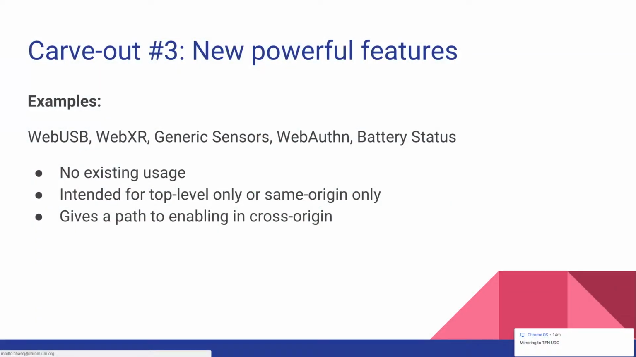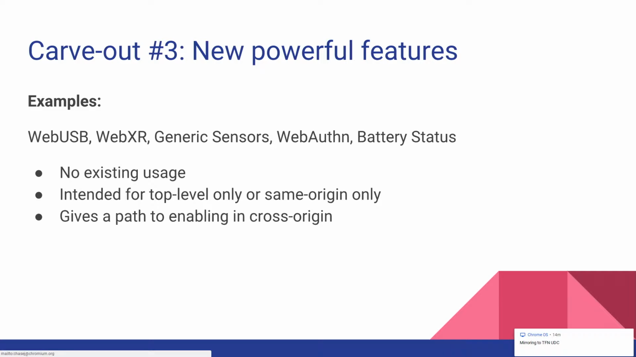The third example is for new features. These are features like WebUSB and generic sensors. They're new to the web, so there's no existing usage that we have to worry about. If we contrast this to the previous examples, some of those features were already in use, so we had to design our feature policy in a way that wouldn't break existing content.